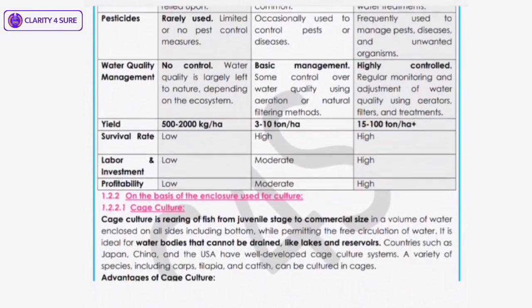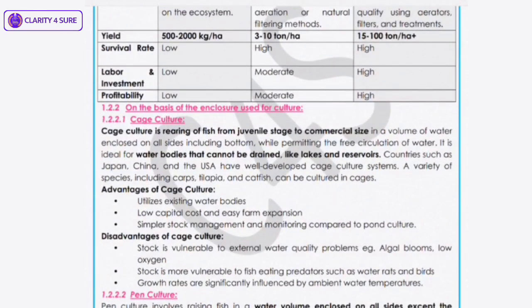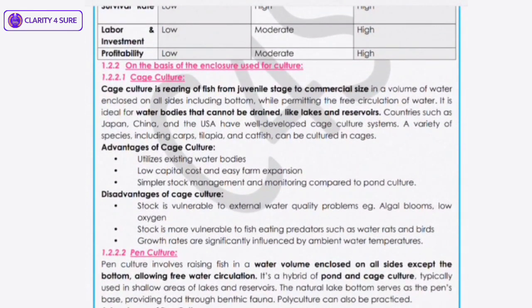Okay. Now let's go to another classification on the basis of enclosure used for culture. This is a very important thing you should remember. A lot of questions has been asked from this area. Cage culture is the first one. Okay. Cage culture is a system where fish are confined in mesh enclosures or cages that float in open water bodies like rivers, lakes, reservoirs. Countries such as Japan, China and USA have well developed cage culture systems. A variety of species including carps, tilapia and catfish can be cultured in cages.